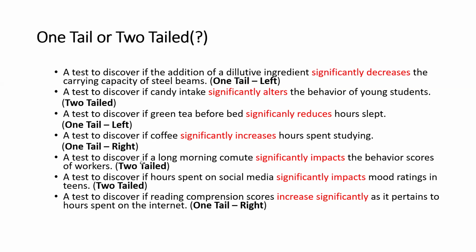A test to discover if a long morning commute significantly impacts the behavioral scores of workers. That's two-tailed, because we're looking for a significant impact. We're not sure if it's going to have a greater than or less than impact. We're just looking for whether or not it's going one direction or the other. So it's a significant impact, two-tailed.